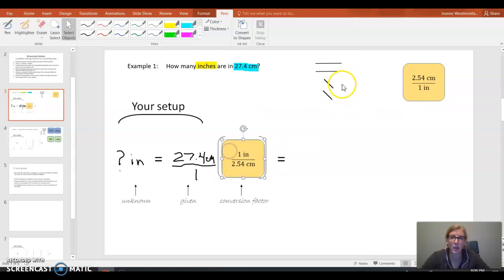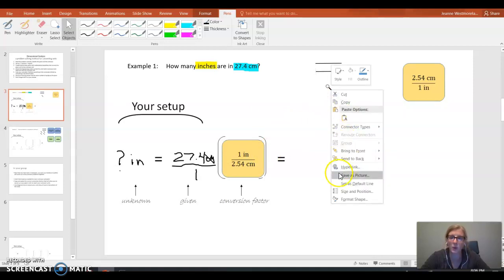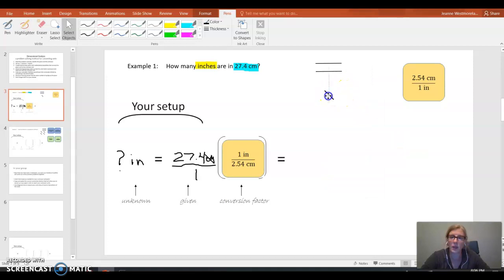That way, as I multiply these fractions, the centimeter is going to factor out with the centimeter, and I'm going to be left with a unit of inches. So essentially, my math here is 27.4 times 1 in the numerator, which would just be 27.4.